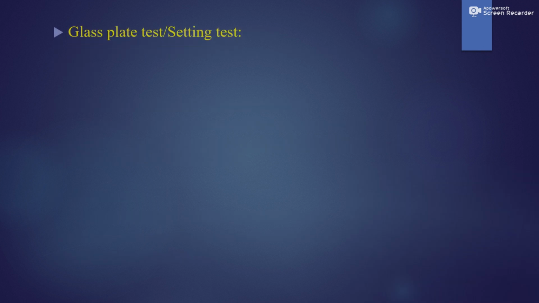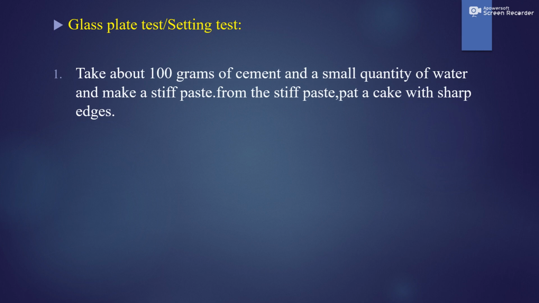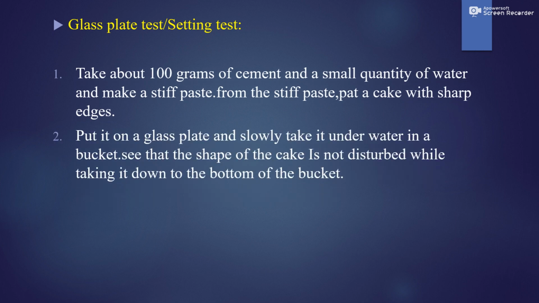Moving to one more test, the glass plate test or setting test. Take about 100 grams of cement and a small quantity of water and make a stiff paste. From the stiff paste, pat a cake with sharp edges. Just make it a cake-like shape with sharp edges. Place that onto a glass plate and slowly take it under water in a bucket.